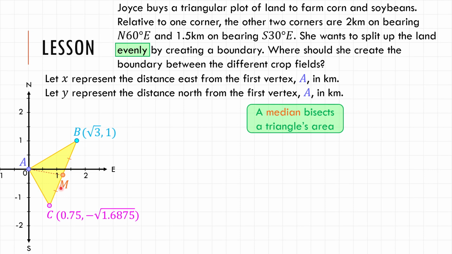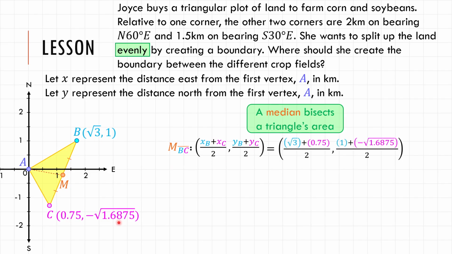So this length is the exact same as this length. And this area, therefore, will be the exact same as this area. It'll be a really even split between corn in the top, maybe soybeans in the bottom. And all we have to do to help Joyce out here is to communicate the exact location of this midpoint. And the midpoint between B and C can just be found by averaging the x coordinates and averaging the y coordinates. And now that I know all of those coordinates, I could just plug those in to the appropriate areas.